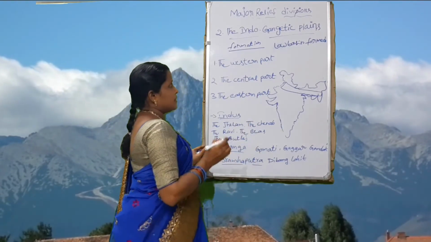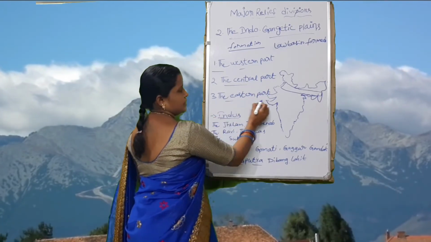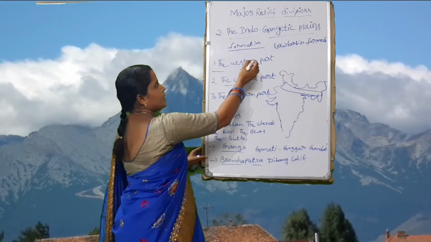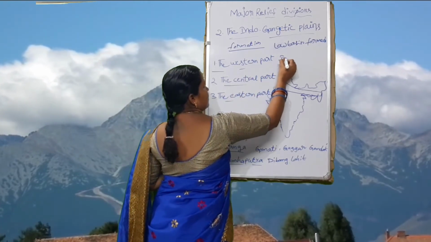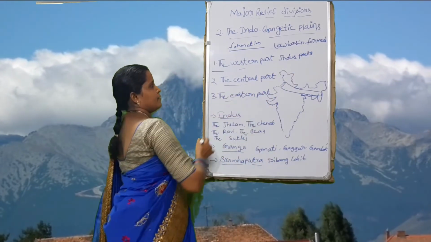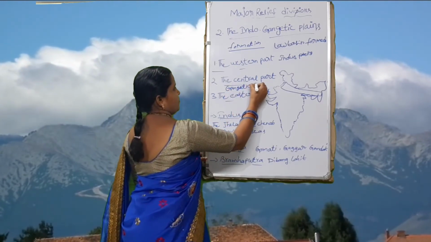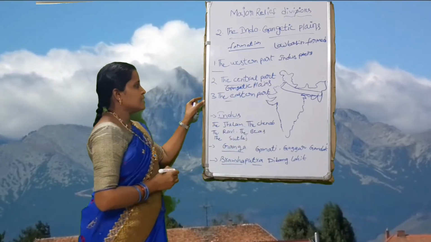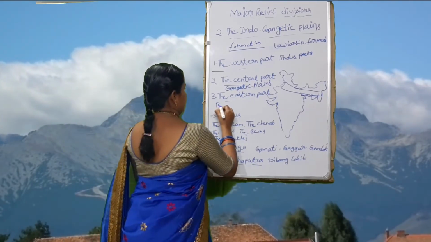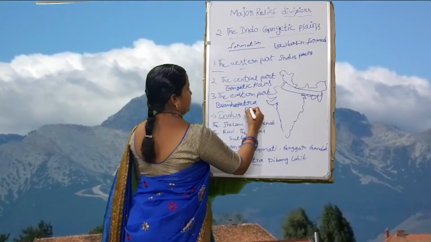The Indo-Gangetic plains are of three types. The first is the western part, the second is the central part, and the third is the eastern part. The western part is also called the Indus plains. The central part is also called the Gangetic plains. The eastern part is also called the Brahmaputra plains.